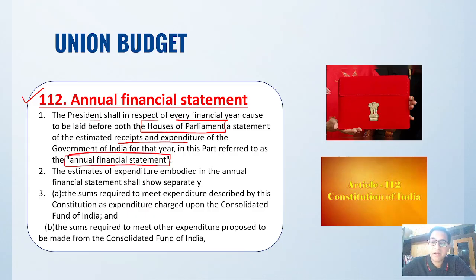In that, government will tell where the revenues will be generated, where the expenditures will be done, how the expenditures will be met, and everything. Okay, so here, the sum required to meet the expenditure, how much money you need, what is required, how much expenditure is charged. I will be telling about this word. Please wait for it. I will be telling about what is the meaning of this charged upon the consolidated fund.